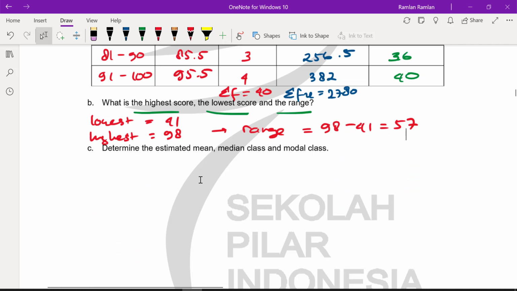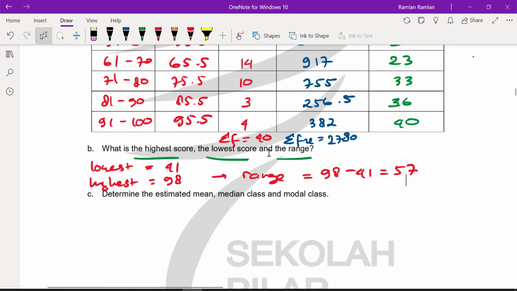Okay, the next one is to determine the estimated mean, median class, and the modal class. So the estimated mean is actually the same thing as the mean, but we call it the estimated mean because we have made the data into groups. If you make them into groups, you won't be exactly 100% precise for the mean result, but you're going to have an estimated value. But the method is actually the same.